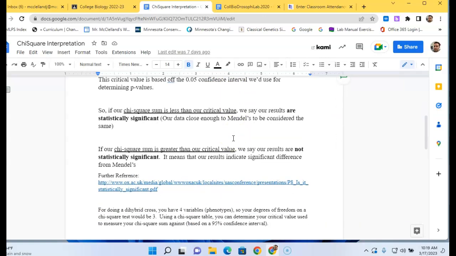So most of you had numbers that were lower than the critical value, which means you'd say, yep, statistically ours are the same as Mendel's. If you didn't have that, you may have chosen a codominant allele, or maybe you chose a trait that was on the X chromosome, sex-linked trait.